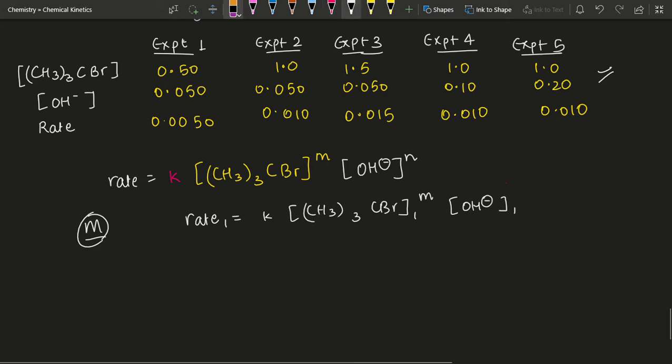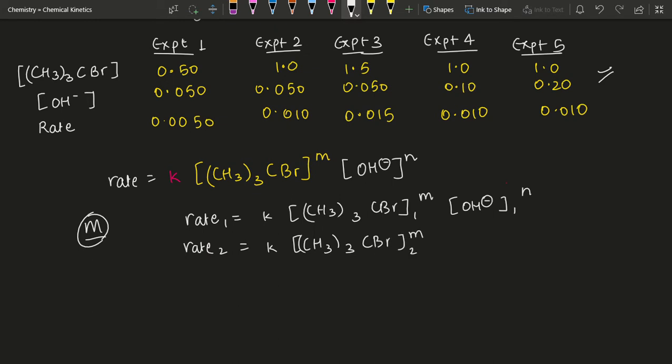And once you have that, you can also do a similar thing. You can also write the rate 2. We have done a similar thing like this in the previous video, and we are just continuing. We are expanding the limits that we had. We are expanding the scope of our discussion.